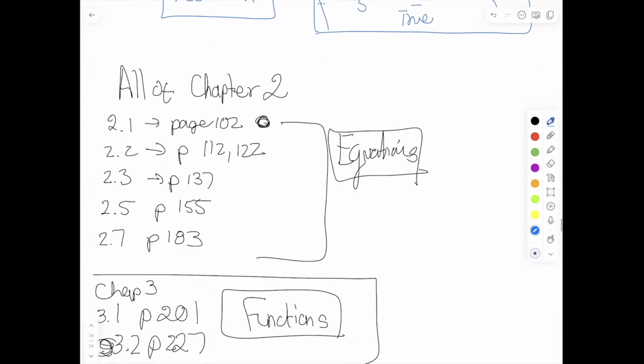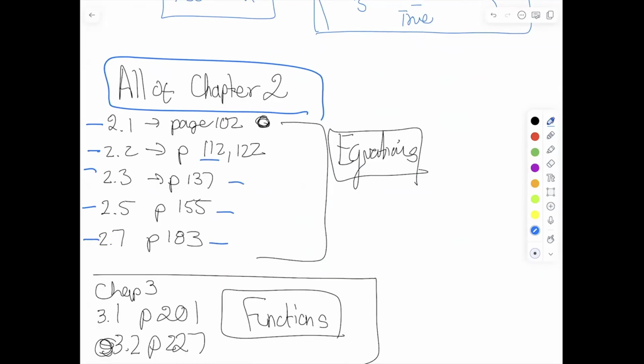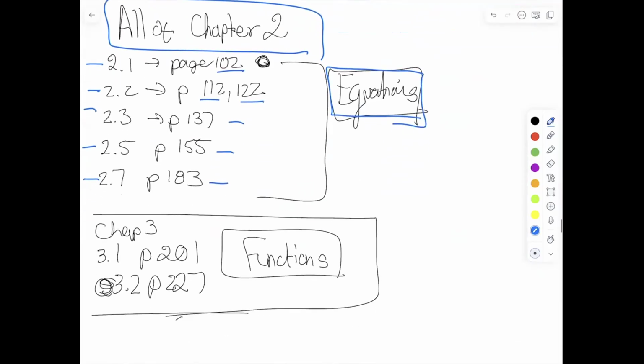And then I said, okay, what are you going to review in chapter 2? Well, you're going to review 2.1, 2.2, 2.3, 2.5, 2.7. These are the page numbers. So all of these, right? And all of these are equations, right? And then for chapter 3, you have to review functions. That's section 3.1, 3.2, page 201 and 227.